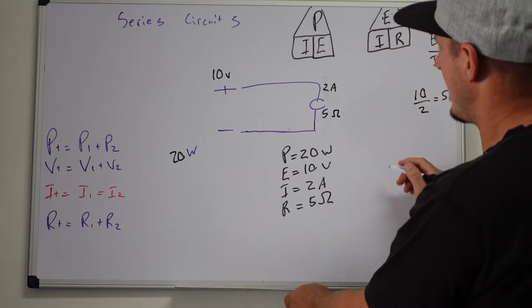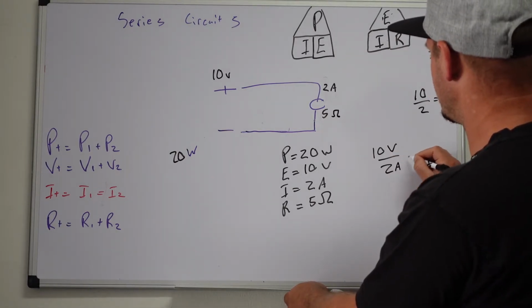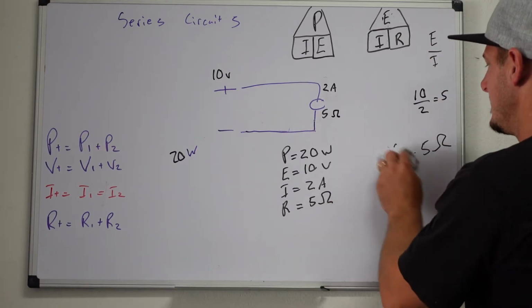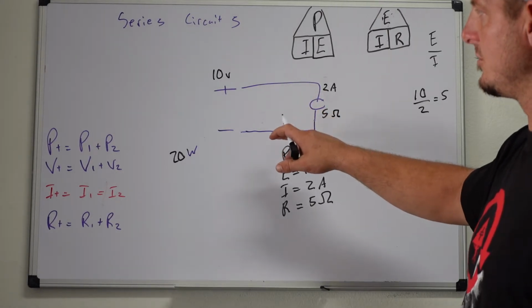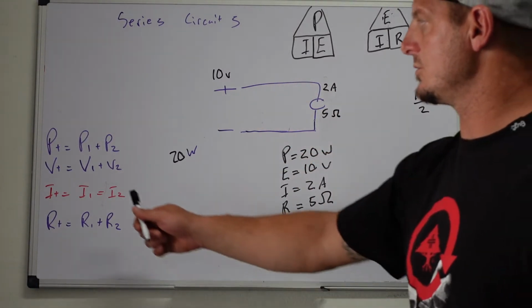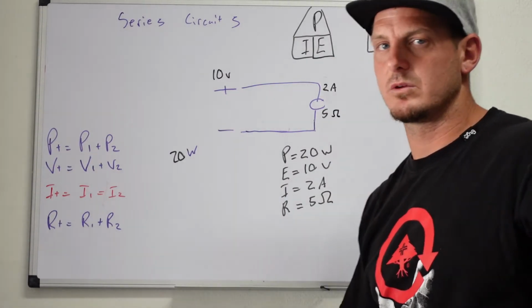Now, to get R, in this situation, we have E over I. 10 volts over 2 amps equals 5 ohms. 5 ohms. This all checks out. Now, it changes a little bit when you add one more to it, but not too much more. You just follow these guidelines. As long as the total checks out, you're good to go.